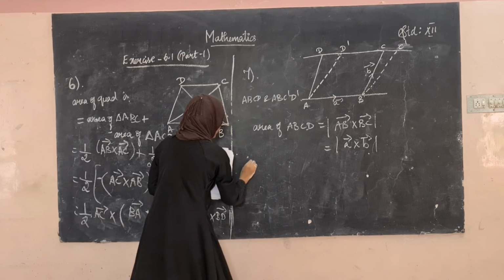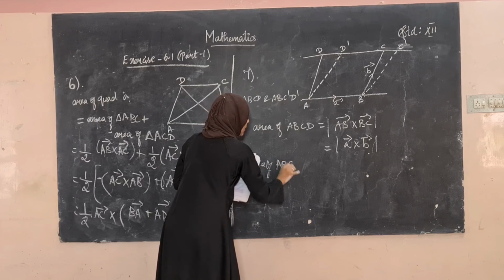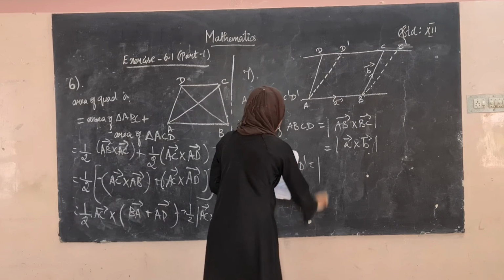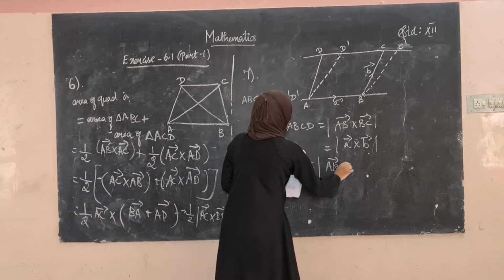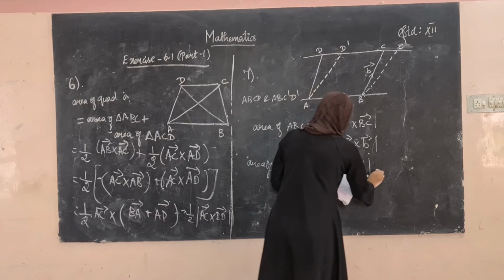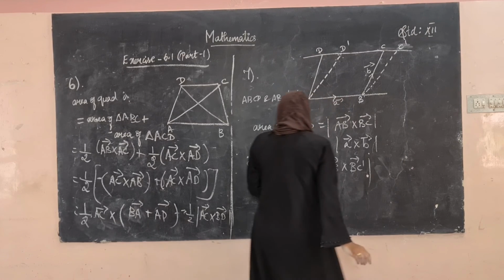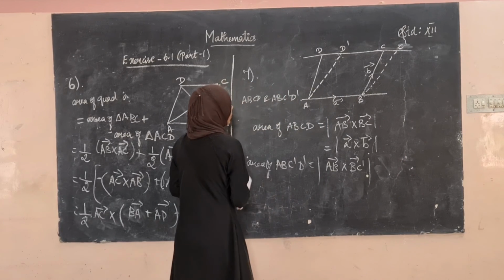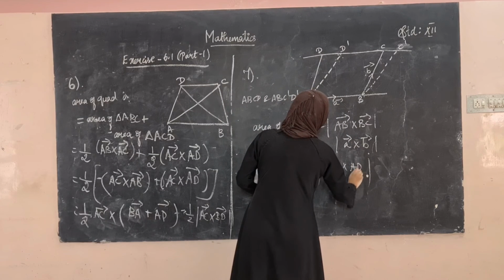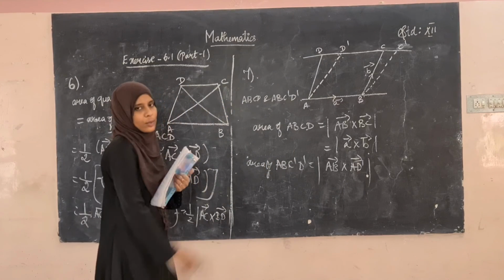Again, what happened to the next parallelogram? The area of parallelogram ABC dash D dash is equal to AB vector cross BC dash vector. I don't want to write that here because we don't know what the AD dash vector is. We can take anything, either BC dash vector or AD dash vector.